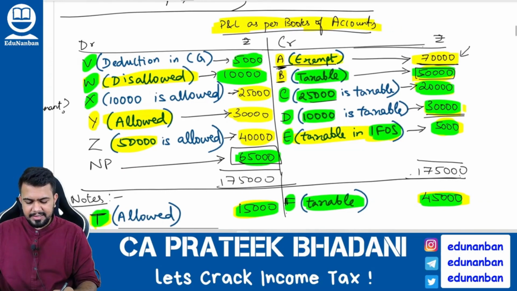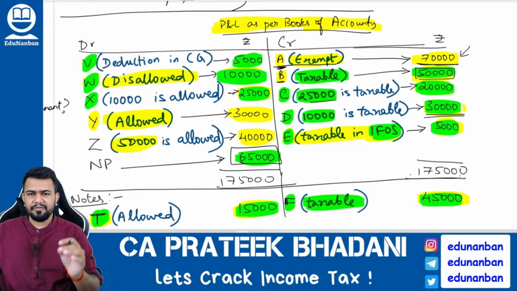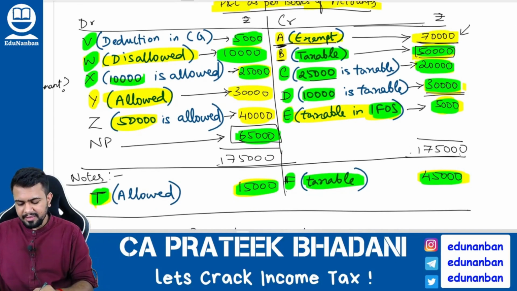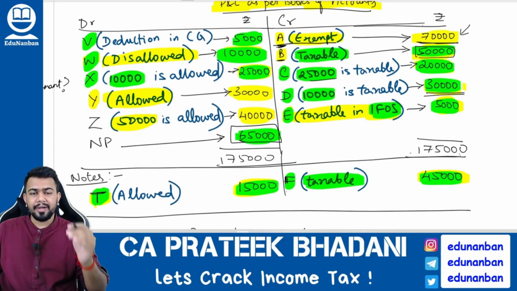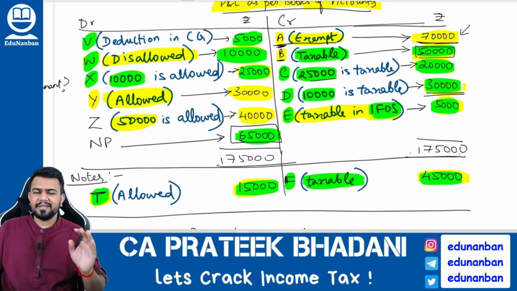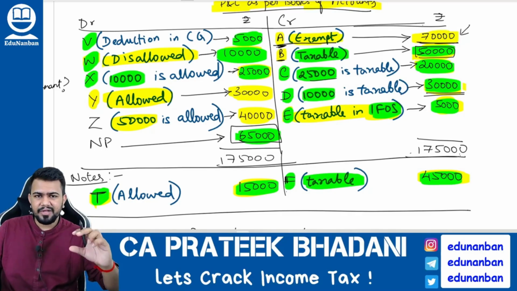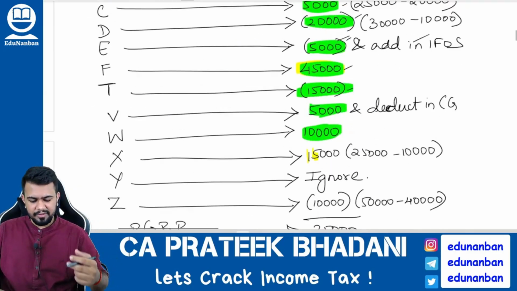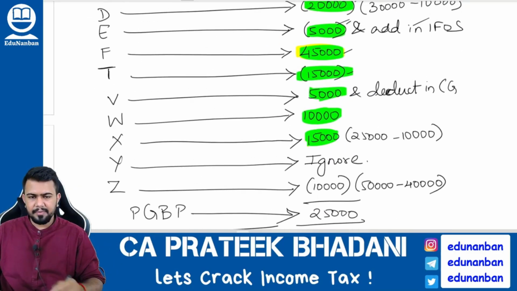Transaction X is an expense of 25,000 in the profit and loss account. However, only 10,000 is allowed as PGBP. 25,000 has been reduced while finding the net profit, but you should reduce how much? Only 10,000. So the balance 15,000, you add it back to reverse the transaction. You get my point?